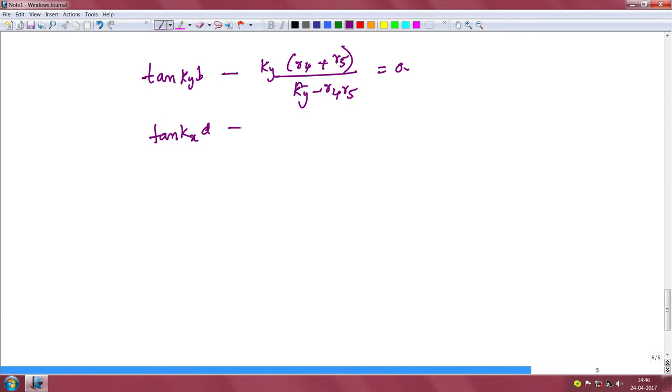So, finally, we can combine these to get tan ky b minus ky into gamma 4 plus gamma 5 divided by ky square minus gamma 4 gamma 5 equal to 0, and also tan kxd minus kx into gamma 3 plus gamma 2 divided by kx square minus gamma 2 gamma 3 equals 0 or m pi, depending on, when you invert it you can introduce the constants m and n as the mode numbers.